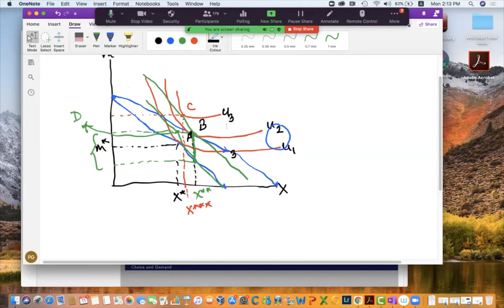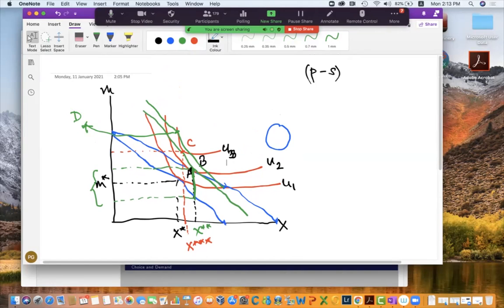So that's the argument. Yes, hello, sir. Sir, we are saying here we are shifting from U2 to U3 because the government is granting cash in hand, so now we can spend it according to our own plan. Right. Yeah. Okay, thank you.